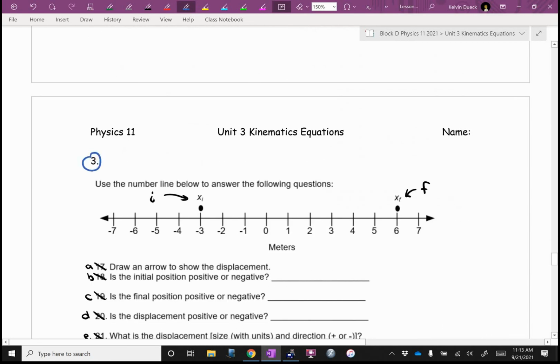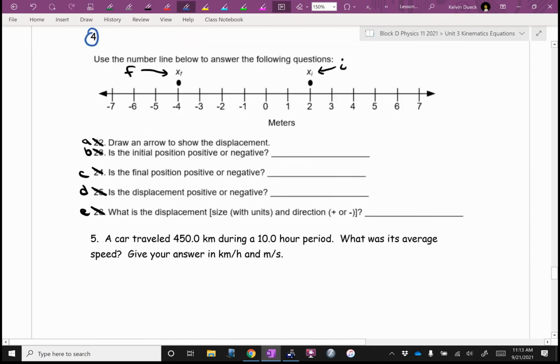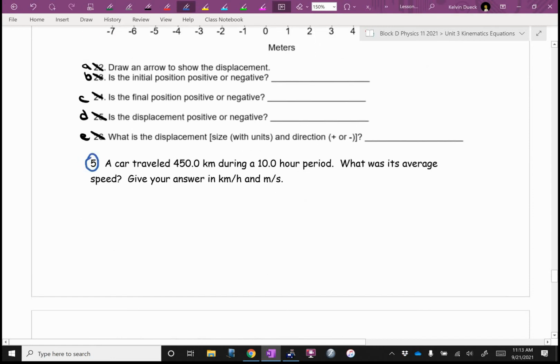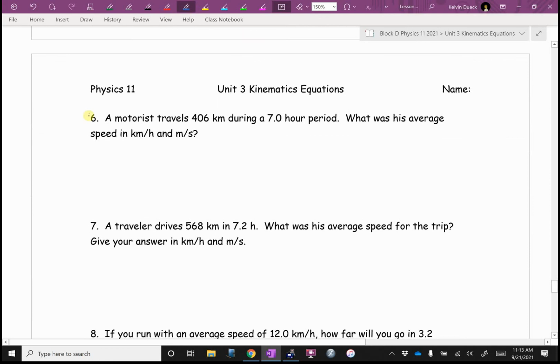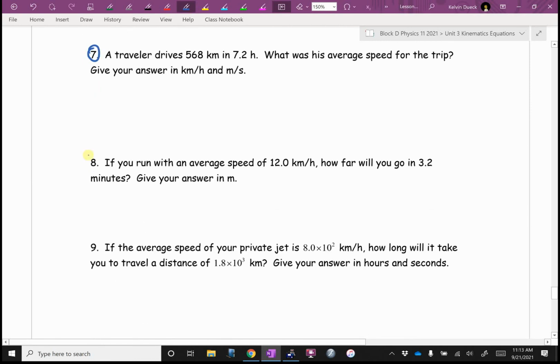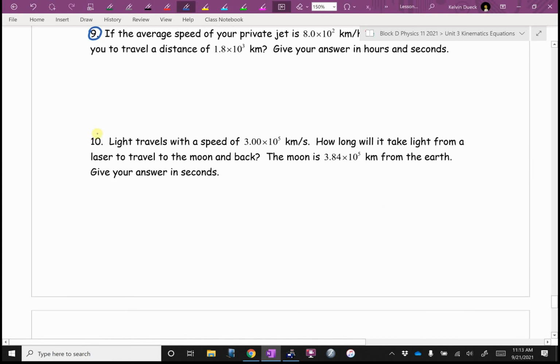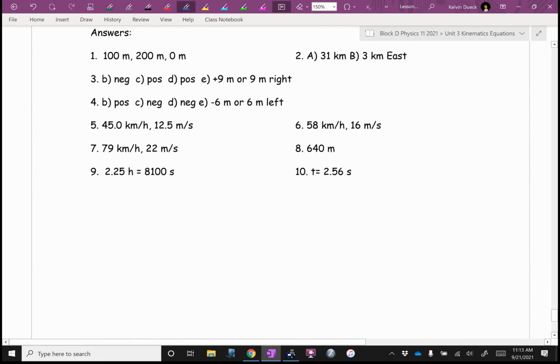Number 3, when I photocopied it, the initial and the final, the I and the F, were hard to see the difference. So I hand wrote a little I and a little F right there so you know which one is initial, which one is final. Same with number 4. Try 5. Try 6. 7. 8. 9. Are you going to assign every question, Mr. Dewick? Probably. 10. And I did attach the answers.